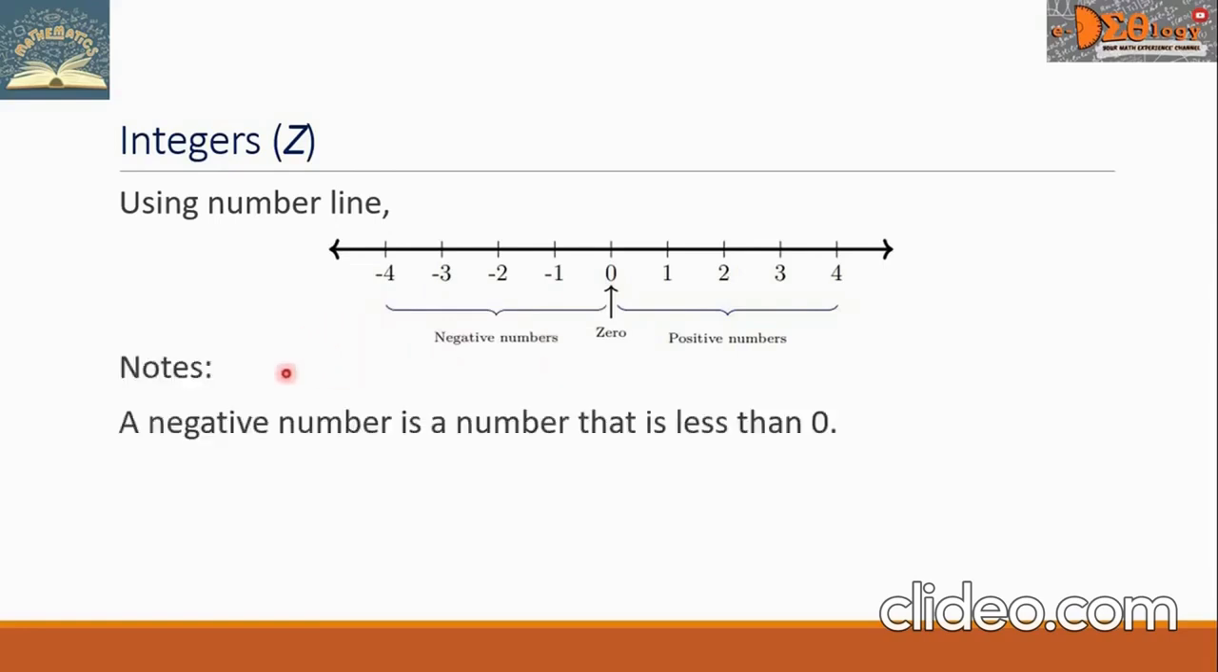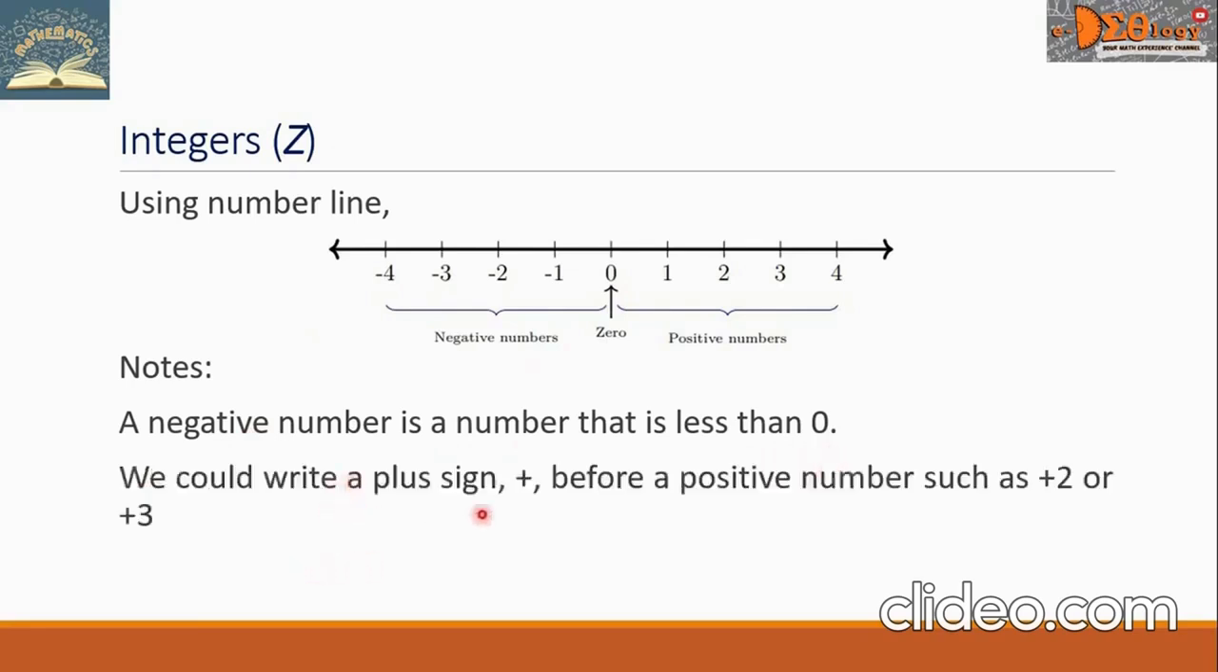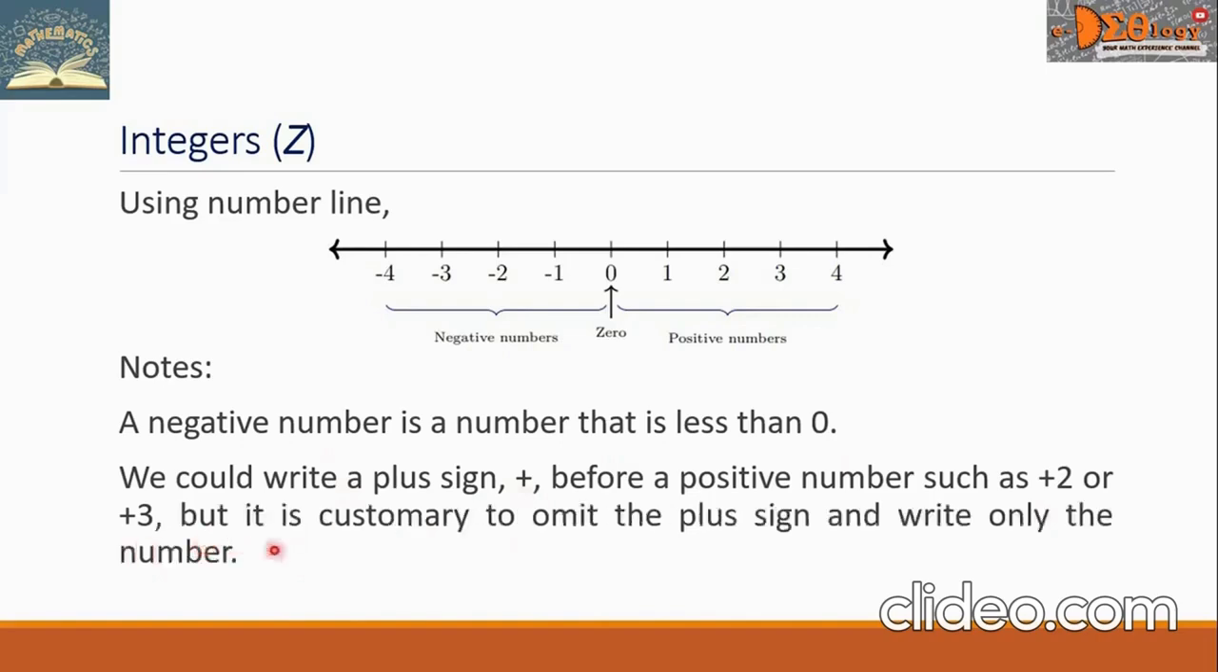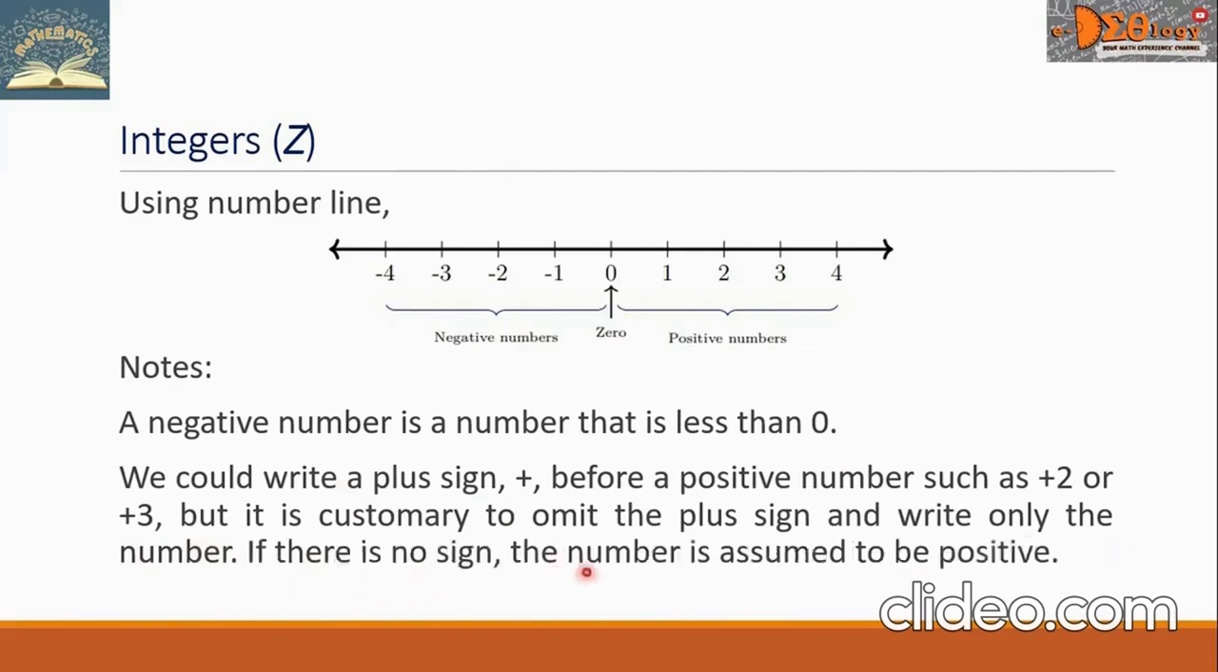There are notes here. Number 1, a negative number is a number that is less than 0. We could write a plus sign. This is the symbol before a positive number, such as positive 2 or positive 3. But it is customary to omit the plus sign and write only the number. If there is no sign, the number is assumed to be positive.